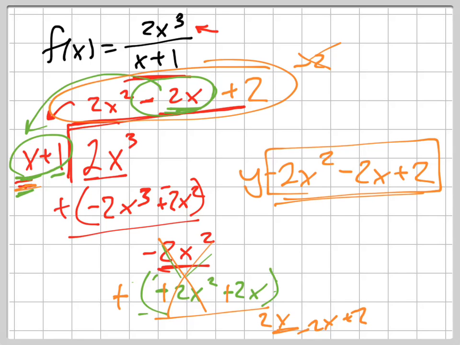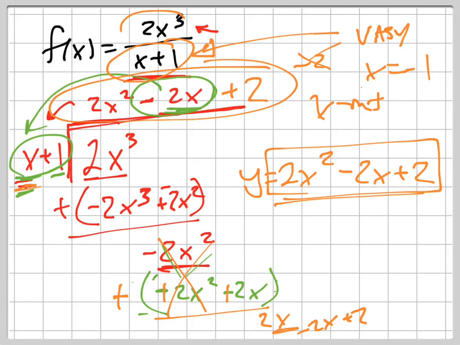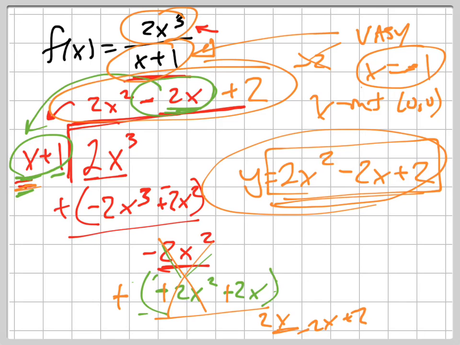Beyond that, I also need to find any vertical asymptotes that I have, and that comes from this right here. So my vertical asymptote is x equals negative 1, and my x-intercept comes from setting the top equal to 0, which is just 0. So I know it goes through 0, 0. I know there's a vertical asymptote at negative 1, and I know there's an oblique asymptote of that quadratic function.